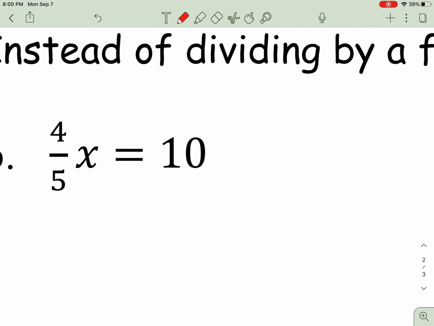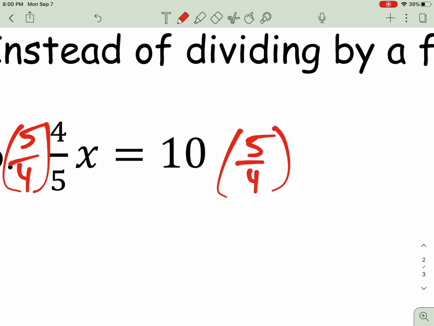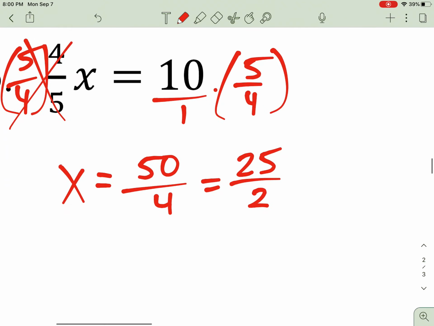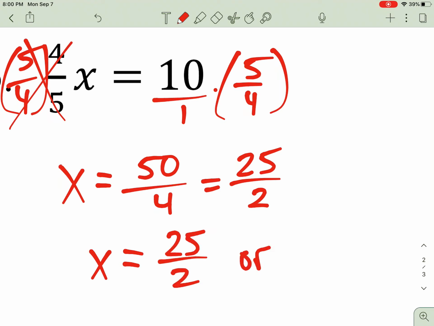All right, so let's do the same in number 6. The reciprocal of 4/5 is 5 over 4, or 5/4. I'm going to do the same thing over here. Since it's just a whole number by itself, I'm going to put it over top of 1 and multiply. The left side cancels out. X equals 10 times 5 is 50. 4 times 1 is 4. 50 and 4 both have a 2 in common, so 50 divided by 2 is 25. 4 divided by 2 is 2. And so x is 25 over 2, or 12.5.